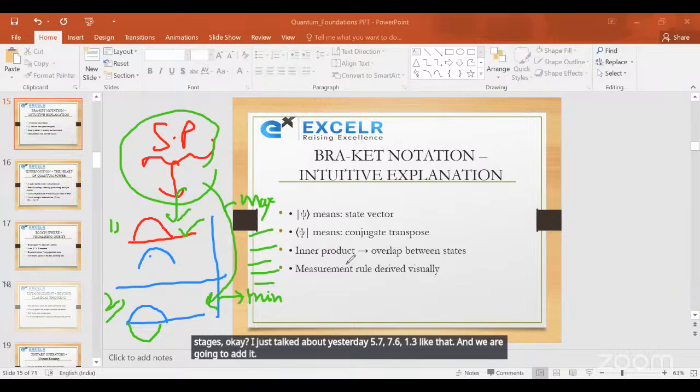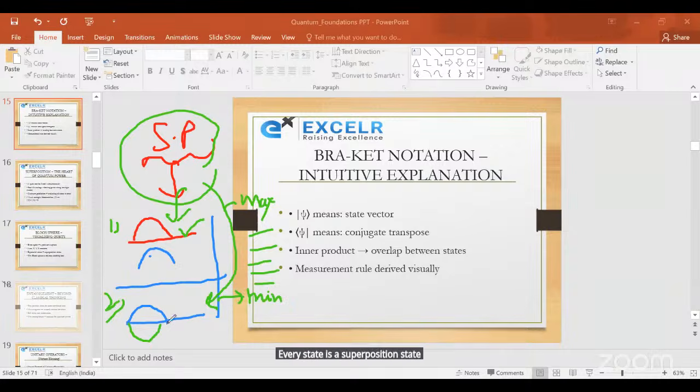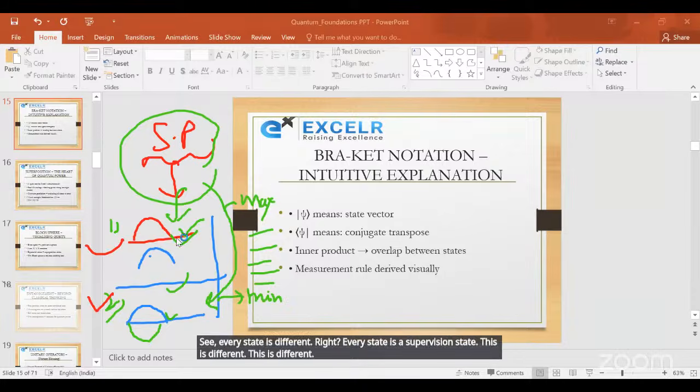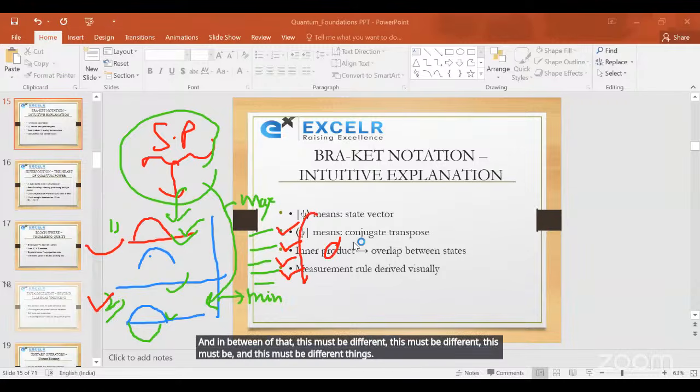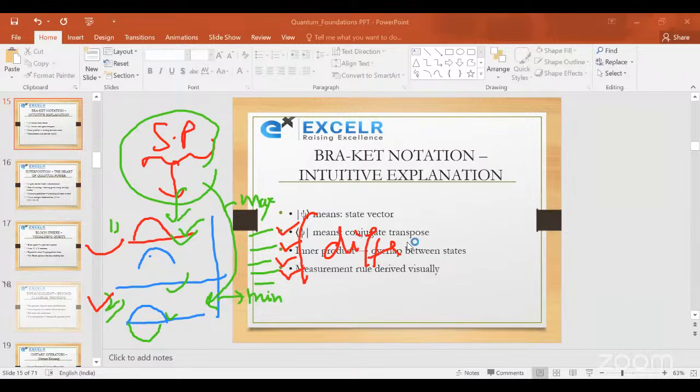So superposition, every state is a superposition state, but every state is different. This is different, this is different, and in between, this must be different. Different stages, different states. What makes the difference? Anybody can chat it.